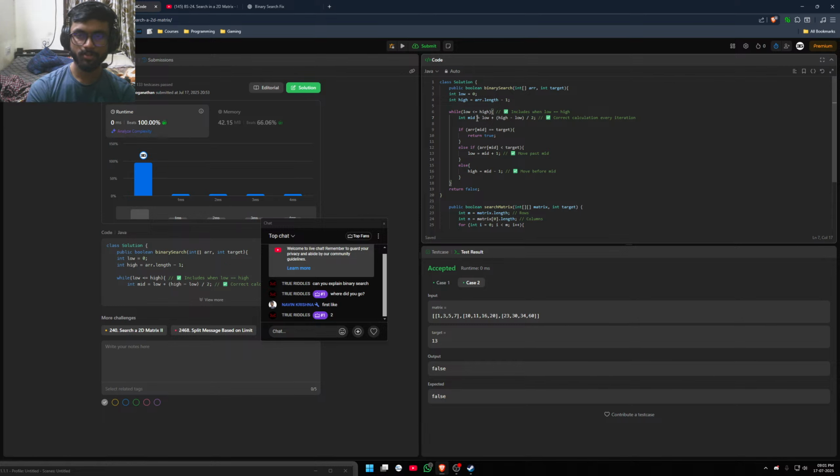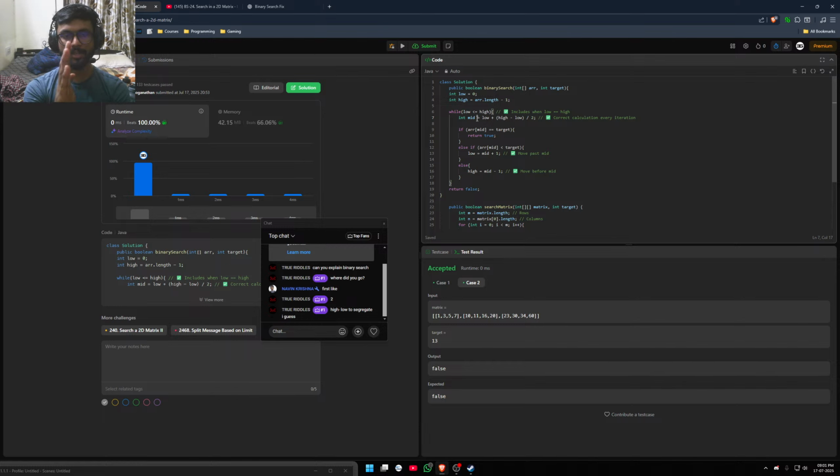If it's not true, then we check the target. For high minus low, I think they're separating it, because high minus low by 2 is a separate operation and plus low is a separate operation. I think they are just doing it for better mathematical calculation. I don't know, I have to check why this is. Thank you for asking, I'll check it later.